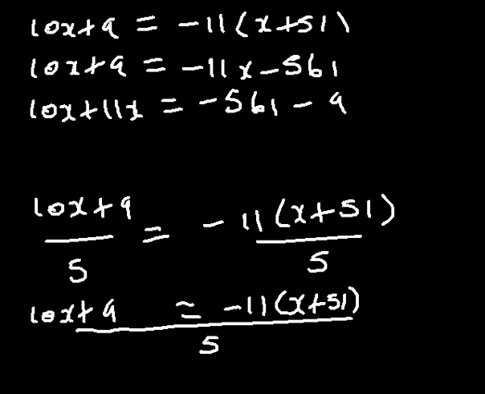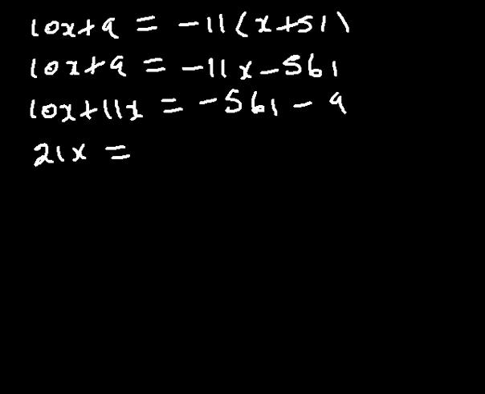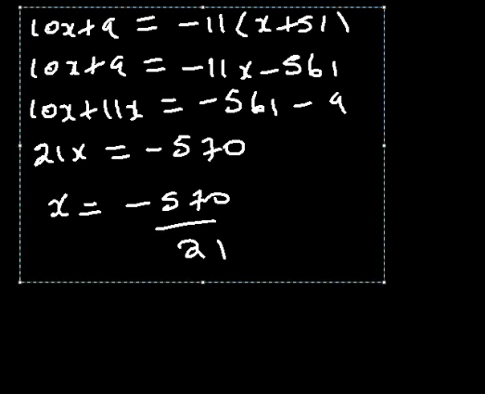So in this case, this will be 21x, which will be equal to, now what is negative 561 plus negative 9? That will be negative 570, like that. Then we have to divide both sides by 21, and we'll have x equal to negative 570 divided by 21. So that is the solution. And let's say if we have this as well, how do you think we can solve it?